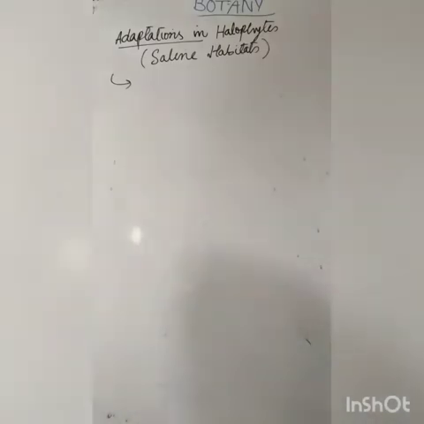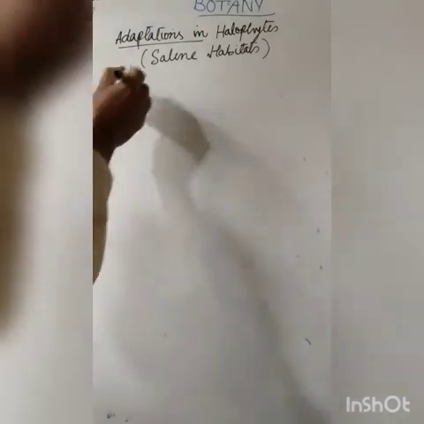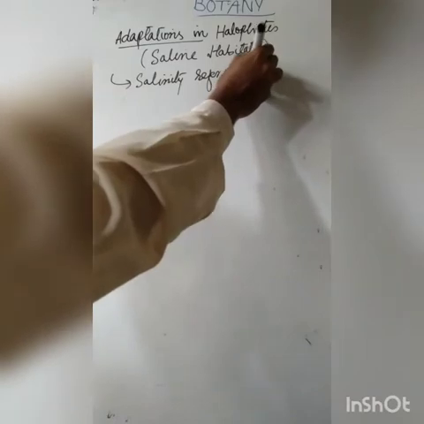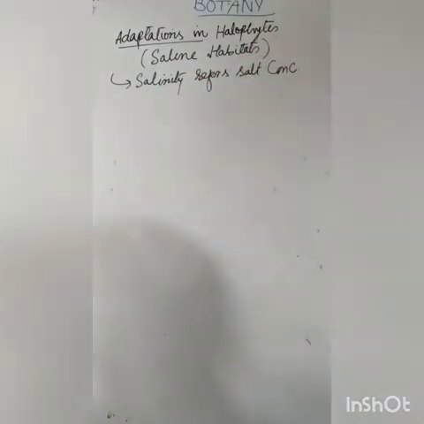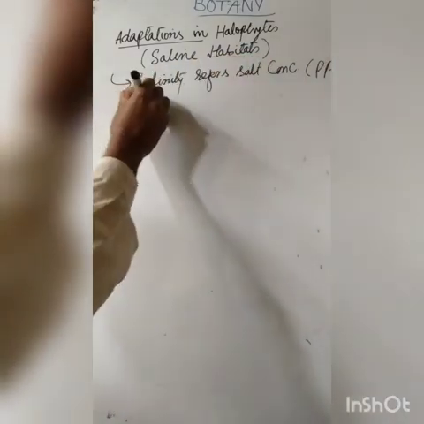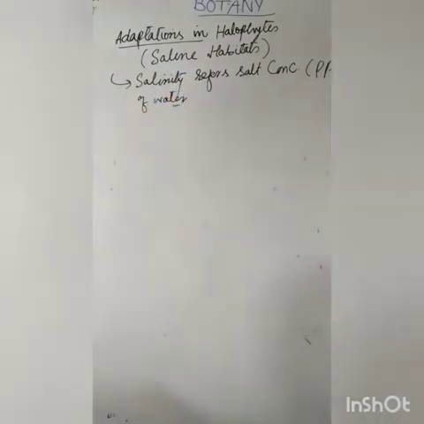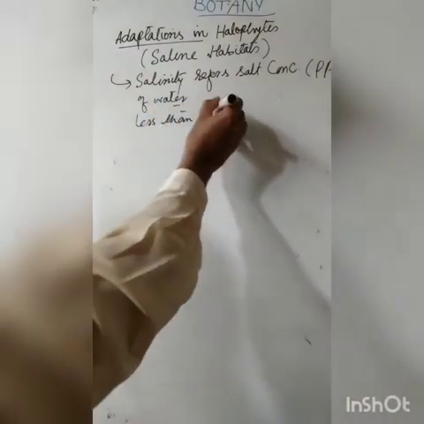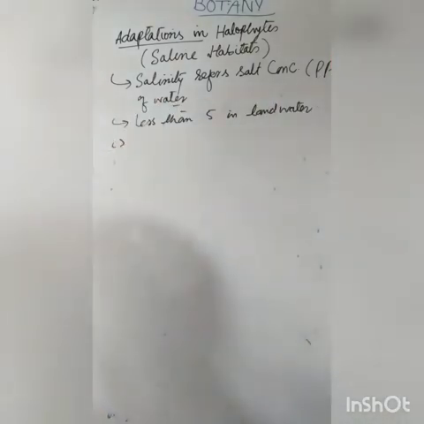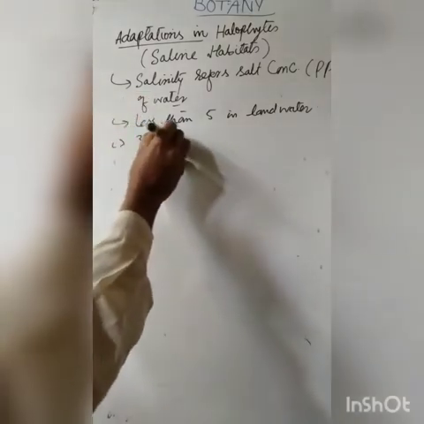Now salinity refers to salt concentration. Salt concentration is measured in ppt, parts per trillion of water. Salinity refers to salt concentration, parts per trillion of water, and it is less than 5 in land water, that is fresh water, and it's 30 to 35 in seawater.